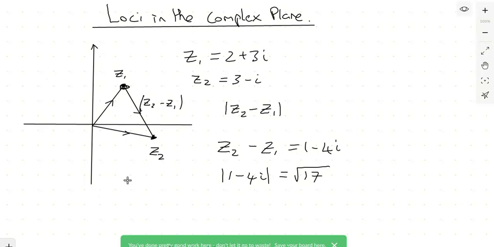That's exactly what this is, because we've gone 2 across, 3 up there, but we've gone 3 across, 1 down. So going from Z1 to Z2, you need to go 1 across and 4 down, and therefore to find the length of that line, you're doing 1 squared plus 4 squared, square rooted. So generally speaking, if you've got two complex numbers and you take them away and you find the size of them, that will find you the length between those complex numbers.